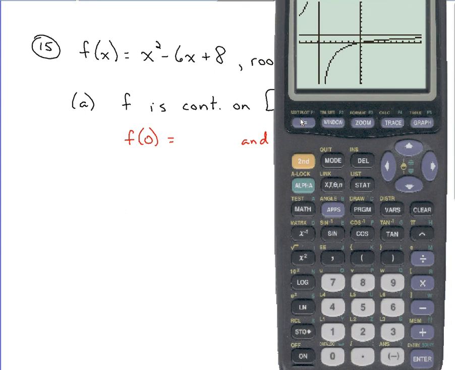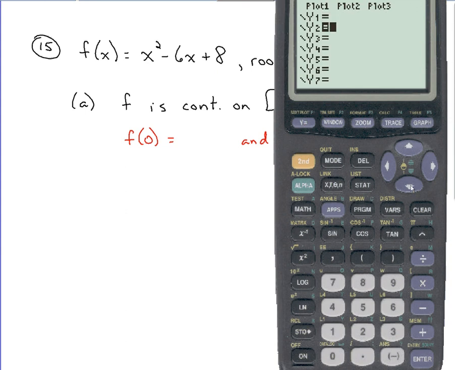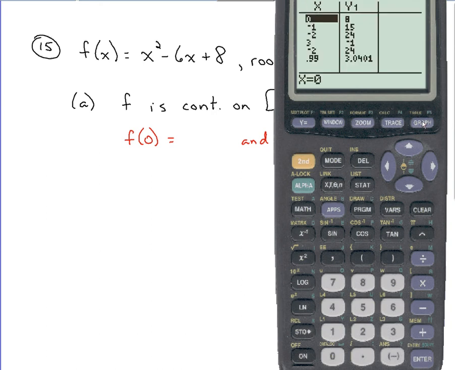Got to plug in my function first. Should have my table set up and ready to go. Well, it looks like I have 0 left over from the last time we did these, and I'm plugging in 3 as well. Got that up there already, I know. But if I plug in 0, I get 8 back. I plug in 3, I get -1 back.